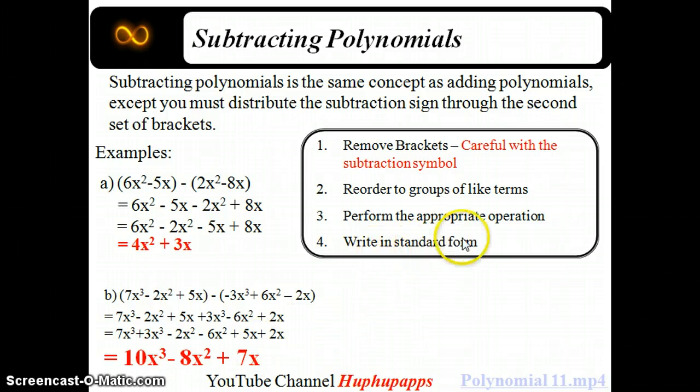I look for standard form. X cubed comes before x squared, and x squared would come before x's, so this is written in standard form. Usually when I am rewriting it and regrouping, I will regroup it in standard form. You don't have to, it just saves this step at the end. If you regroup it in standard form, putting your highest degrees first, then it makes your standard form part a lot more easy.